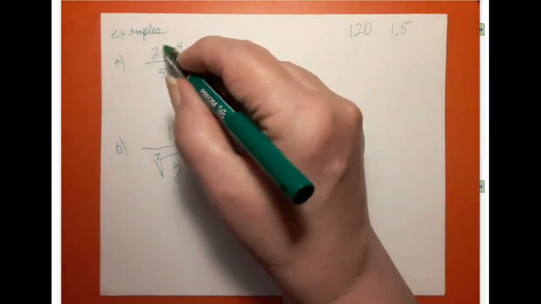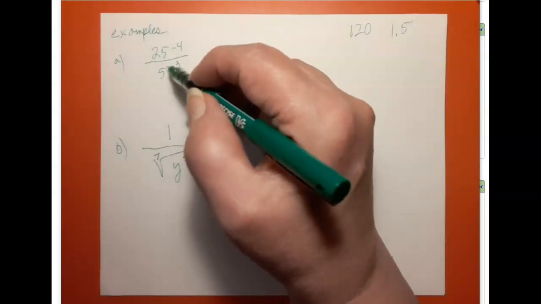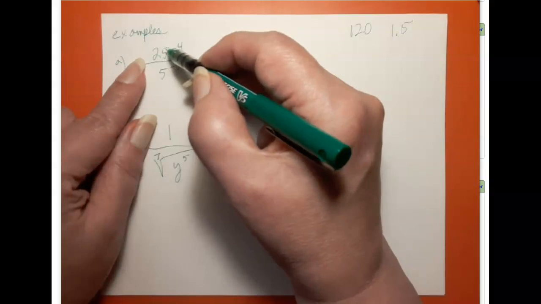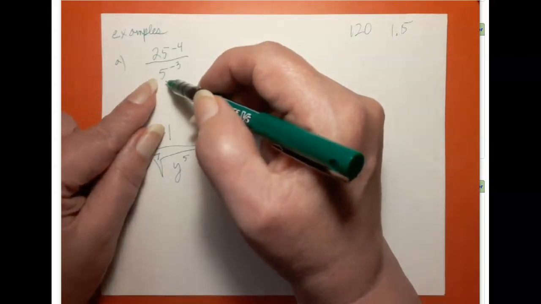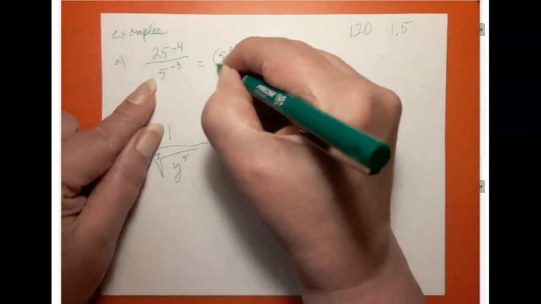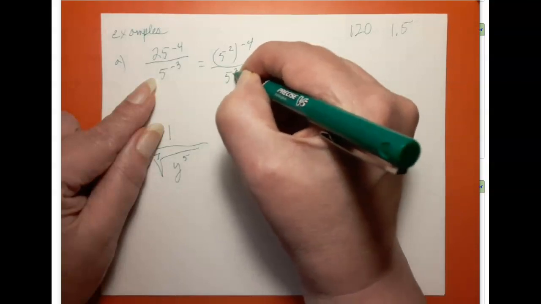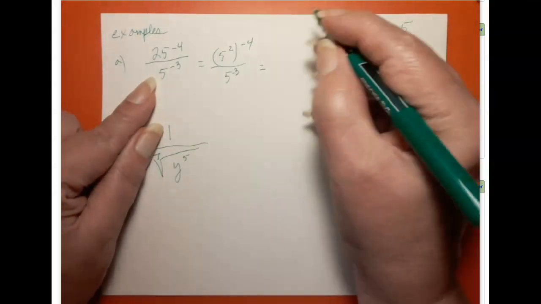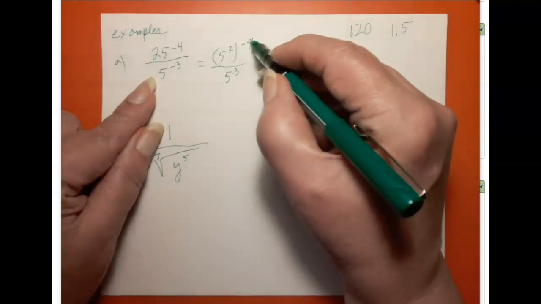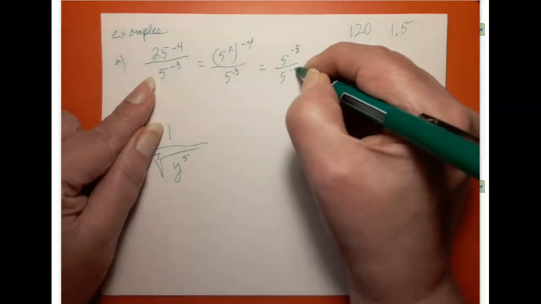So before we can simplify this, I have to make these have the same base. And what I see very clearly is that 25 would be 5 to the second, and 5 would have the same base then. So I can rewrite this as 5 to the second to the -4th over 5 to the -3rd. So this is the same as writing 5 to the -8, because when we have two exponents like this we multiply, over 5 to the -3rd.